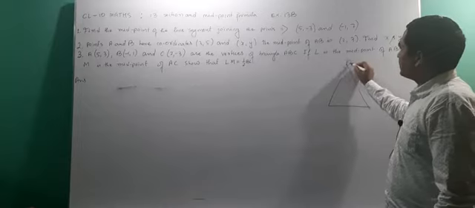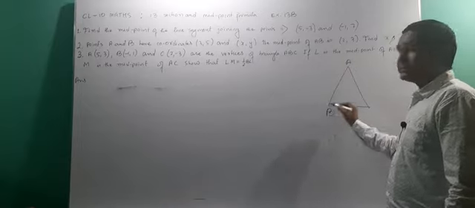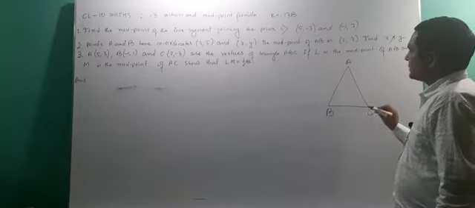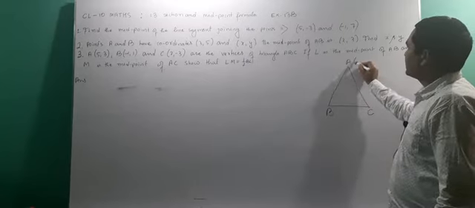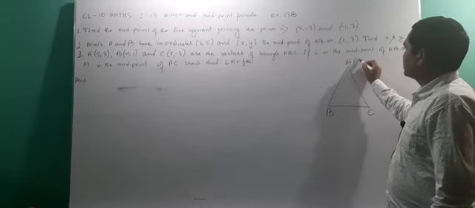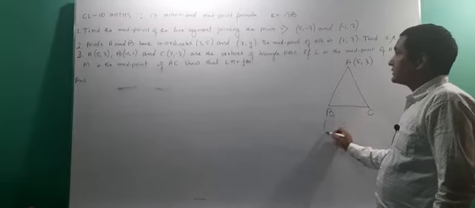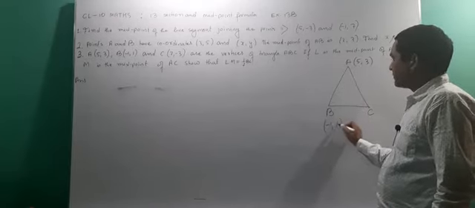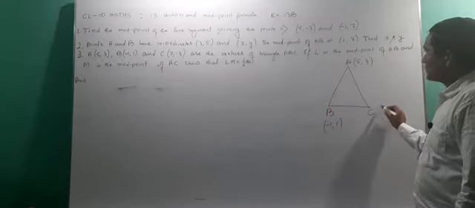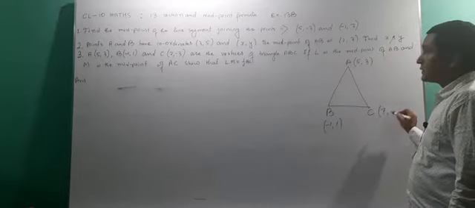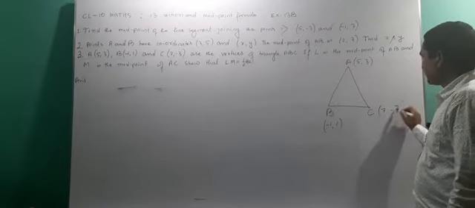The name of this triangle is ABC. It is given in the question. Then write the coordinate of A. Coordinate of A is 5 comma 3. Coordinate of B is given in the question, minus 1 comma 1. Coordinate of C is 7 comma minus 3.